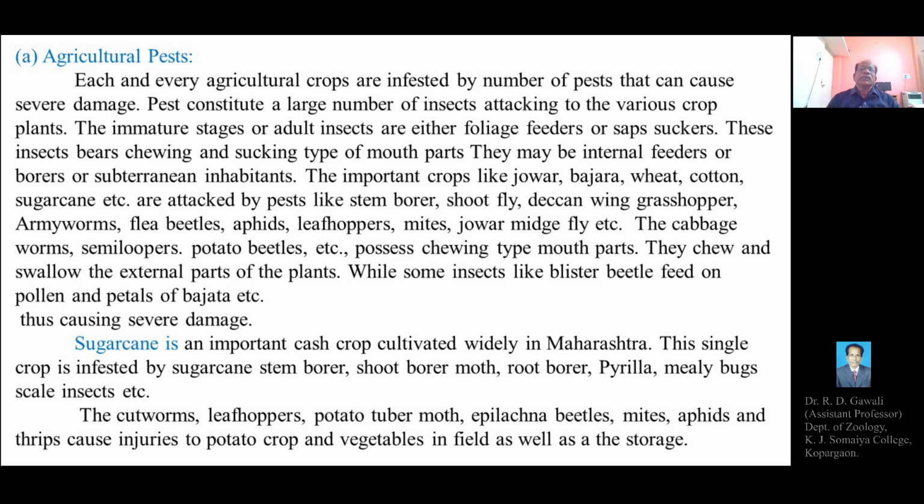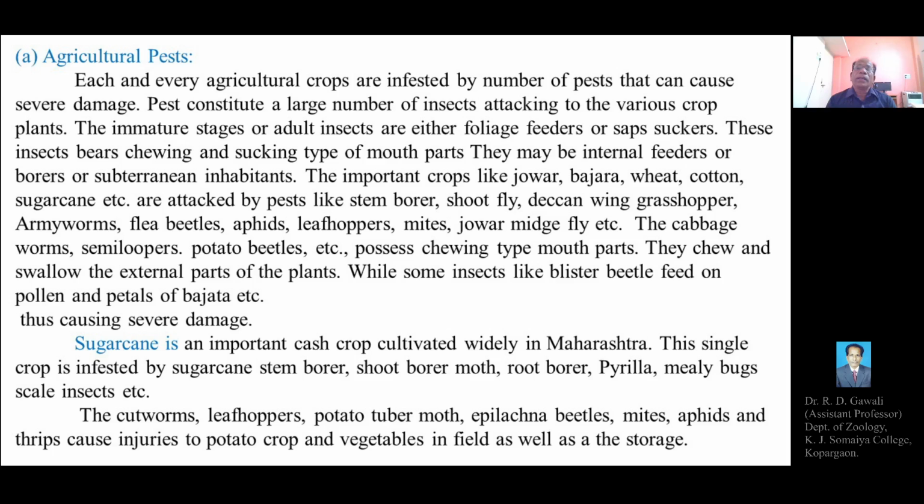So whatever insect or non-insect pest which is attacking the variety of crops in the field and causing their loss or damage is called an agricultural pest. So the definition of the agricultural pest is simply the pest organisms or the insect pests which are attacking the variety of crops and feeding on different parts of the crop plants and causing their loss or damage.